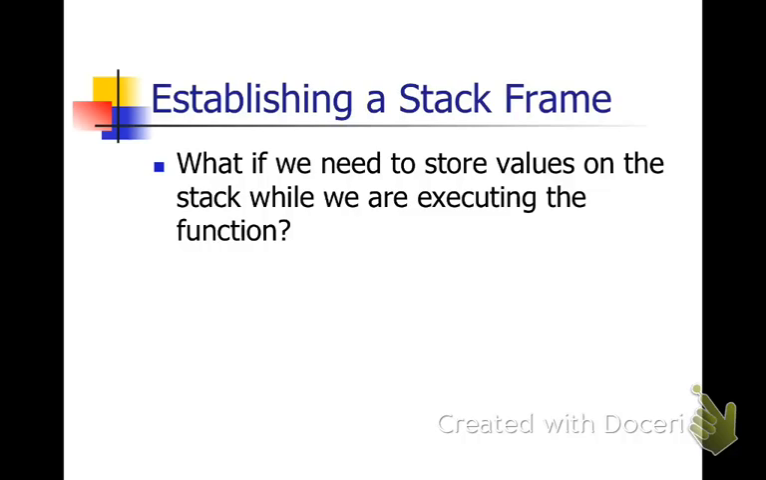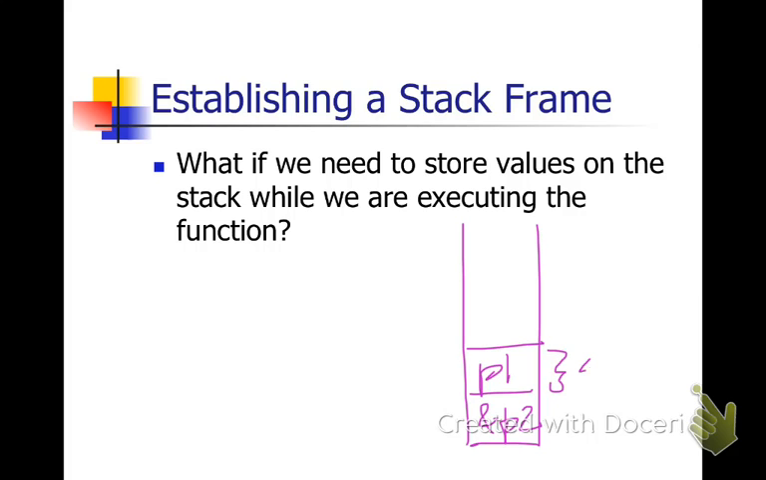Okay, so we've done a couple of examples, and here's where we hit a problem. Let's say I've just done an example where we pushed two parameters on the stack. Let's say the address of parameter 2 and the value of parameter 1, both 4 bytes, and then we push the return address on the stack. So our stack pointer is pointing right here.